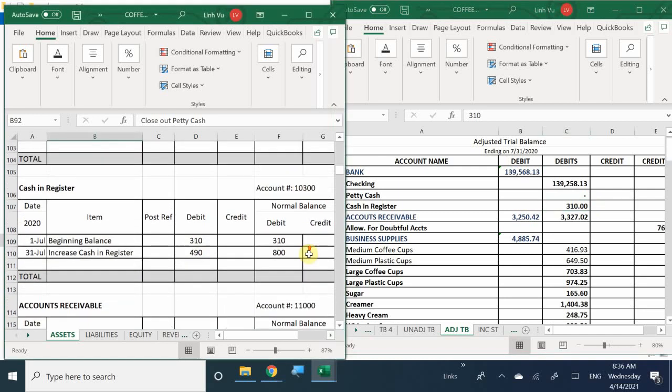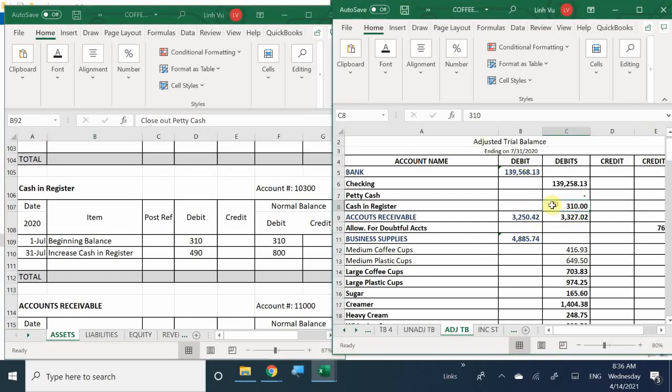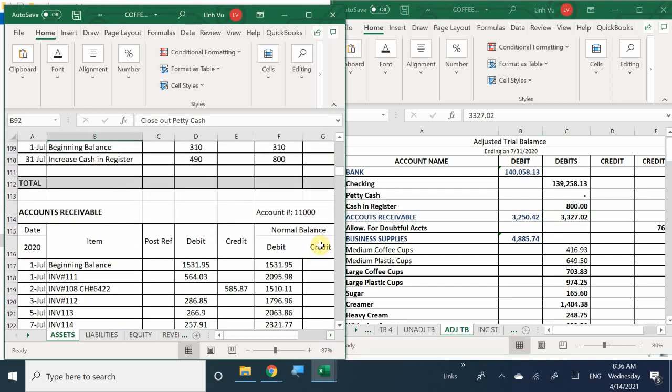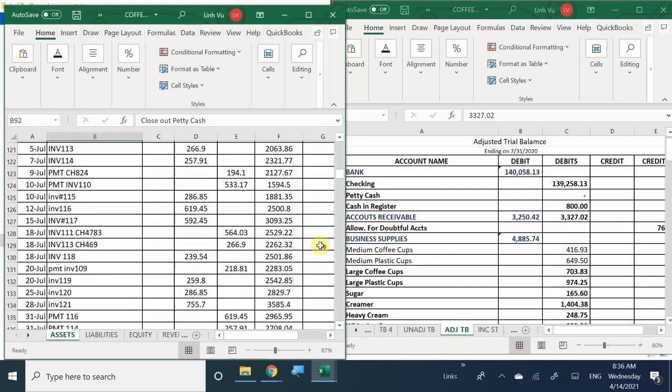What about my cash in my register? Yeah, it's 800 now. Yes, because if we're increasing our sales, we need to increase the cash in our register. Okay. All right, what about my accounts receivable?